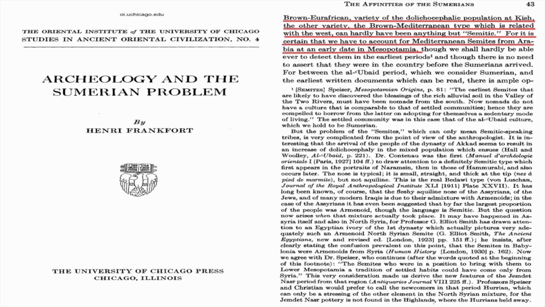The brown Eurafrican variety of the dolichocephalic population at Kish, and the other variety, the brown Mediterranean type, which is related with the West, can hardly have been anything but Semitic, for it is certain that we have to account for Mediterranean Semites from Arabia at an early date in Mesopotamia. So basically, they're saying that the brown Eurafrican or the brown Mediterranean type, it is Semitic.